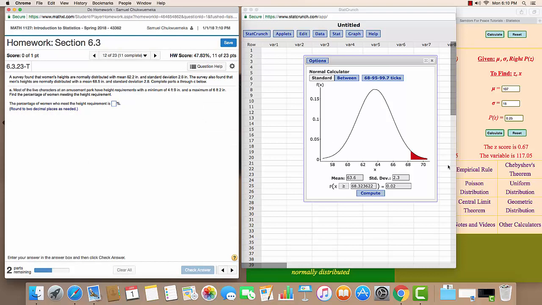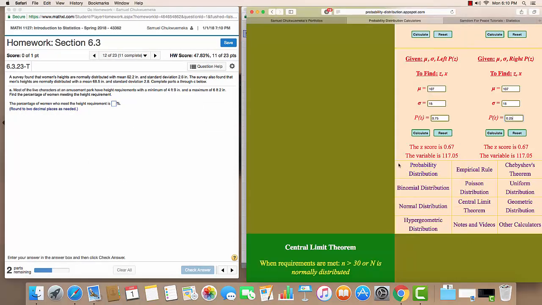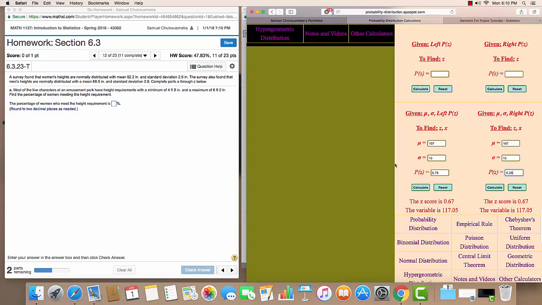Question 12, my turn. A survey found that women's heights are normally distributed with mean 62.2 inches and standard deviation 2.6 inches. The survey also found that men's heights are normally distributed with a mean 68.5 inches and standard deviation 2.8. Inches should be there. Okay. You always want to put your units. Always. So that must be a little typo. Okay.